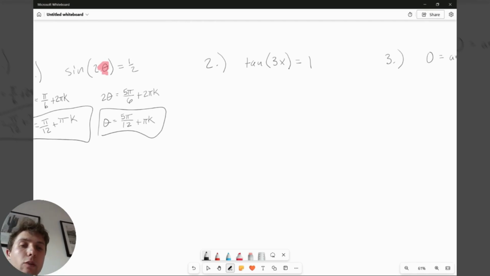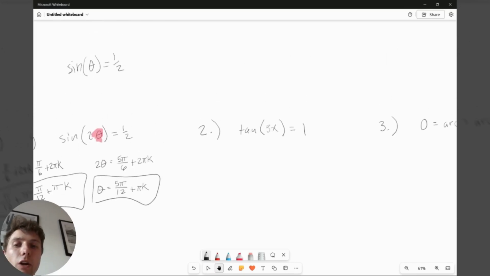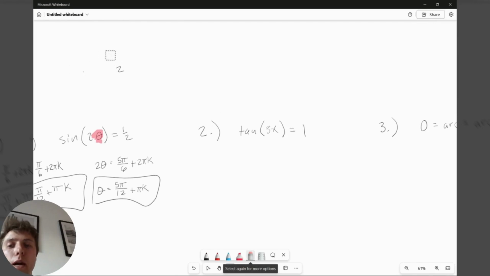Tangent of 3x equals 1. Again, notice what we need. In this case, our variable is on the inside of the parentheses. Let me rewrite that now. Okay, so we need to find some angle that gives us a tangent value of 1. If you don't have your tangent values memorized, remember, tangent is just the slope. So anything in the first and the third quadrant would be positive because the lines are going up. Anything in the second and fourth quadrant for tangent would be negative because it's going down.